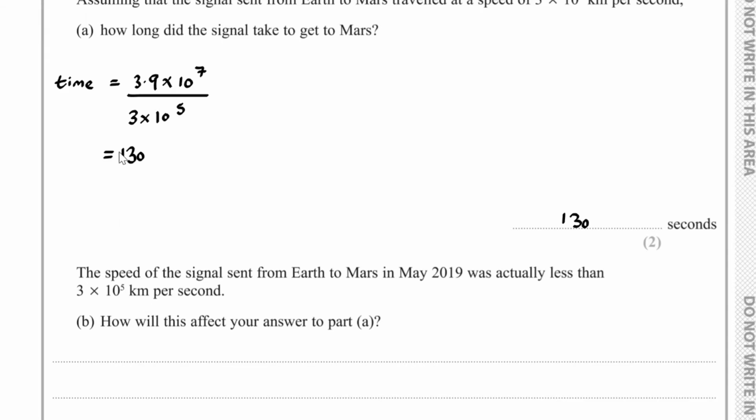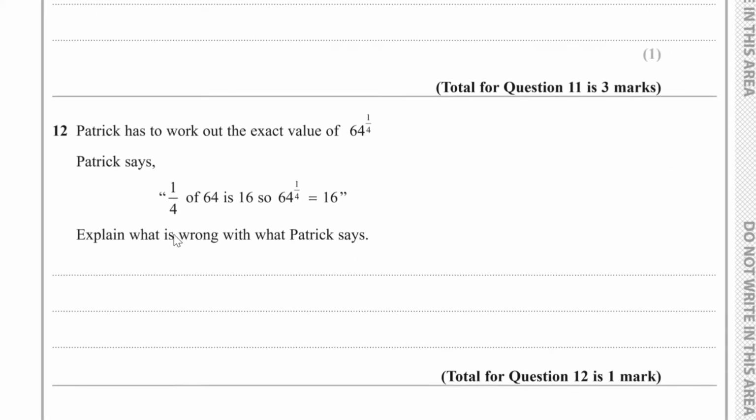The slower we're travelling, the longer it will take. So, in other words, it will take longer.